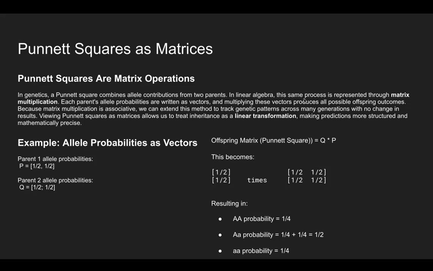Each parent's allele probabilities are written as vectors, and multiplying these vectors produces all possible offspring outcomes. Because matrix multiplication is associative, we can extend this method to track genetic patterns across many generations with no change in results. Viewing Punnett squares as matrices allows us to treat inheritance as a linear transformation, making predictions more structured and mathematically precise. And here is an example. I'll give you a second to look at that.